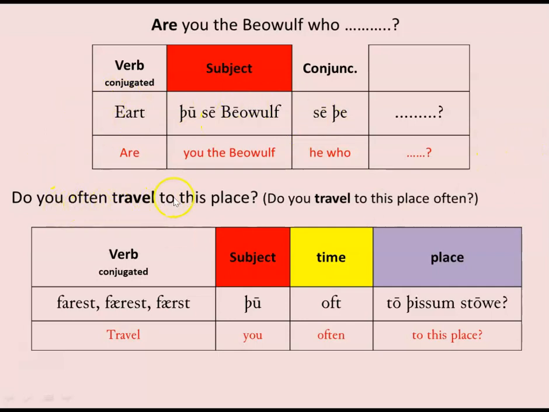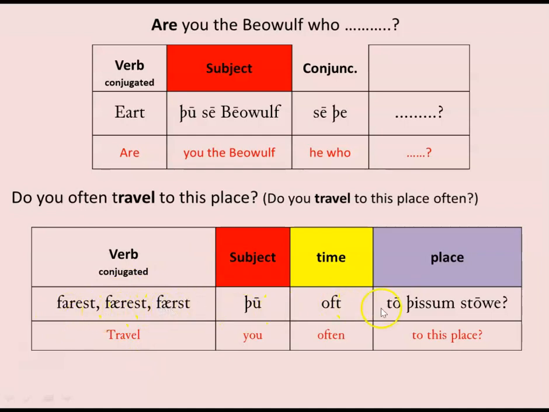Now, do you often travel to this place? Do you travel to this place often? So the verb goes first. It's conjugated. Second person present tense singular. Farest. So let me just do that again. Farest. Okay, for travel. So second person present tense singular is farest.